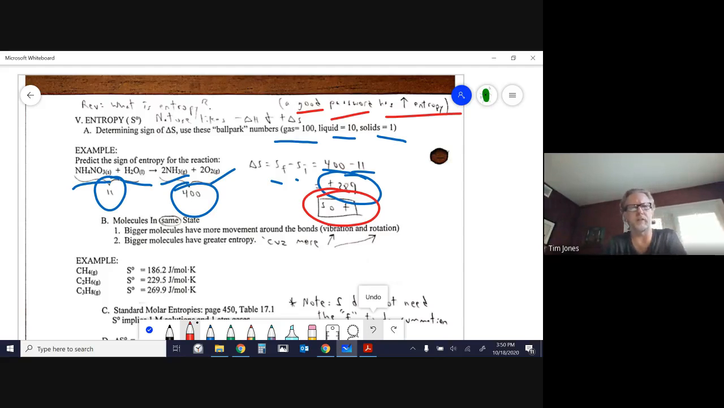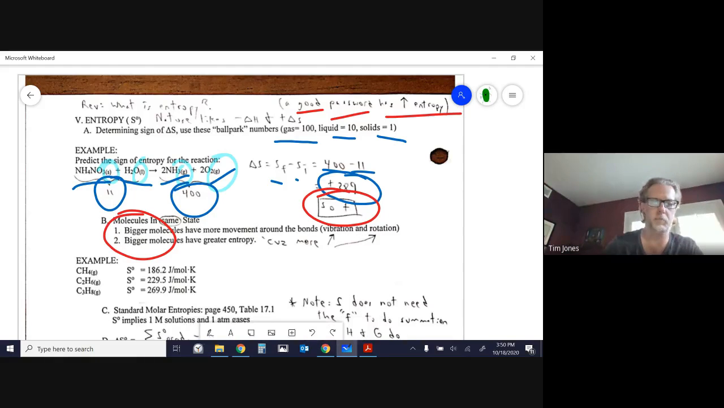I don't think you really need these numbers to help you on this one. It's pretty clear. If you have a solid and a liquid becoming gas and gas, that's got to be an increase in chaos. Now, the next section mentions, what if you have molecules in the same state? What's more chaotic? Well, the basic idea is the bigger they are, the more stuff they have, which leads to more chaos. And there's more vibration and rotation and wiggling that's happening, so that causes more chaos.